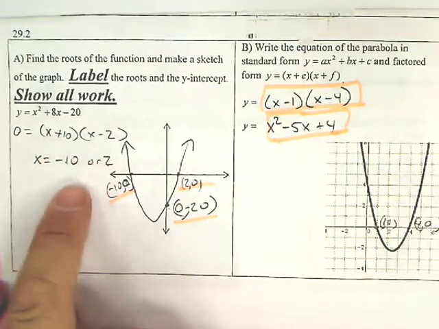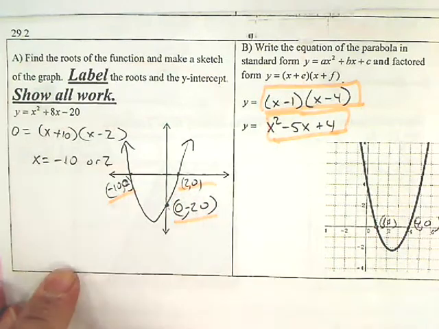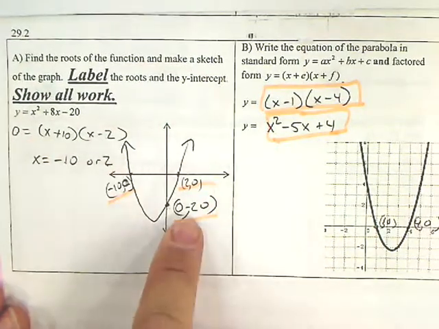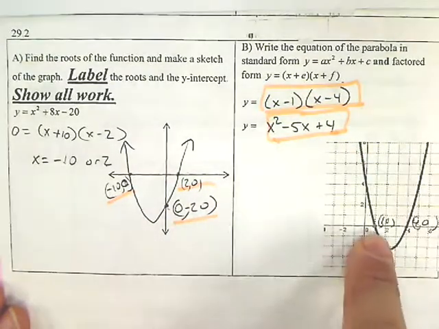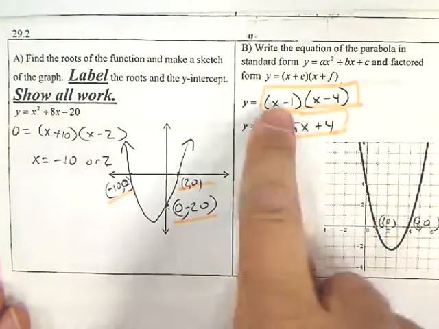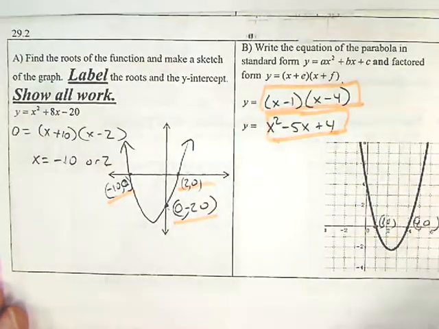Factored. Found the intercepts. Labeled them. Plugged in 0 to find the y-intercept. Boom. At positive 1, that's why it's x minus 1. Positive 4, that's x minus 4. Just multiply those together and get that guy.